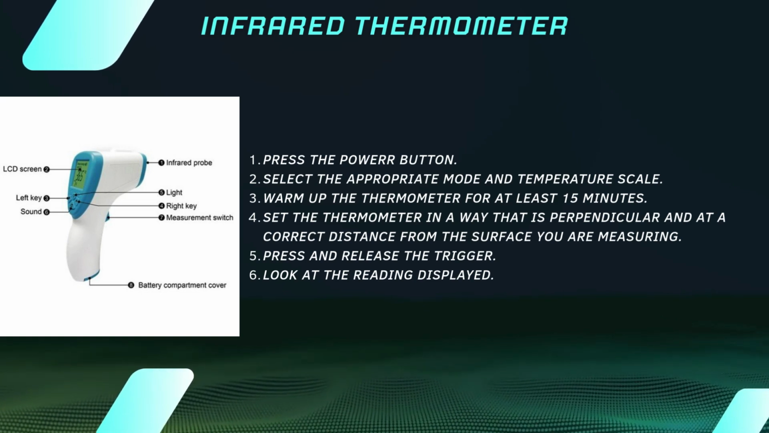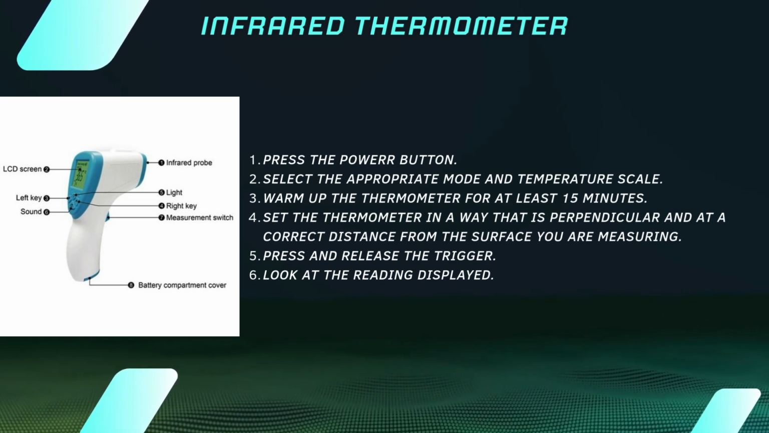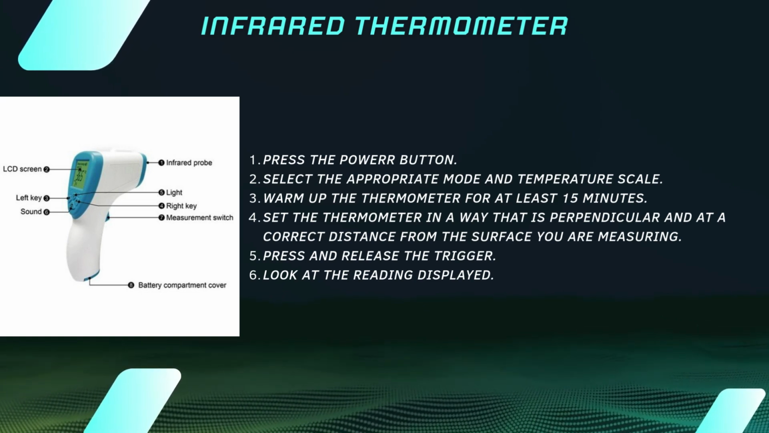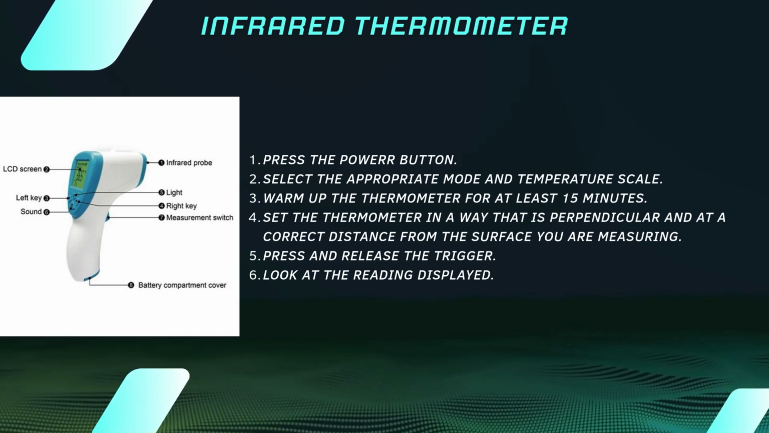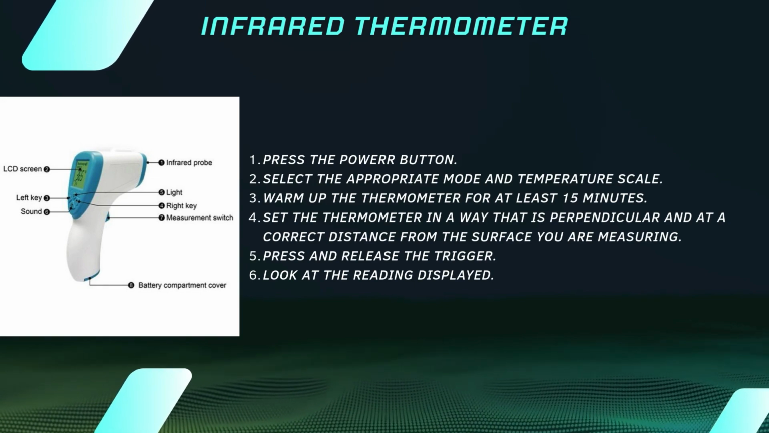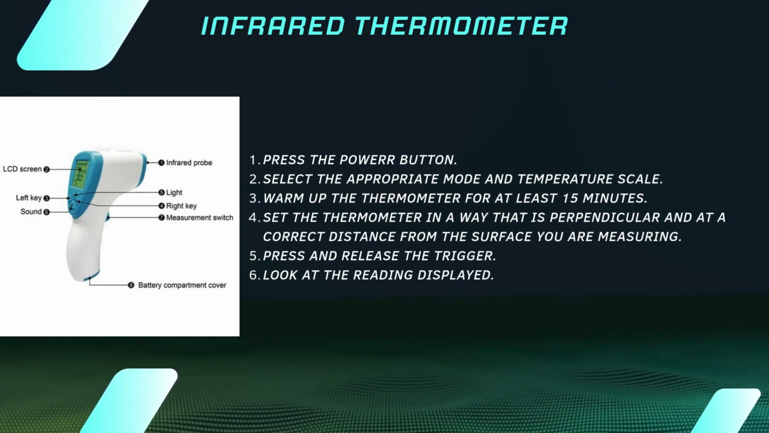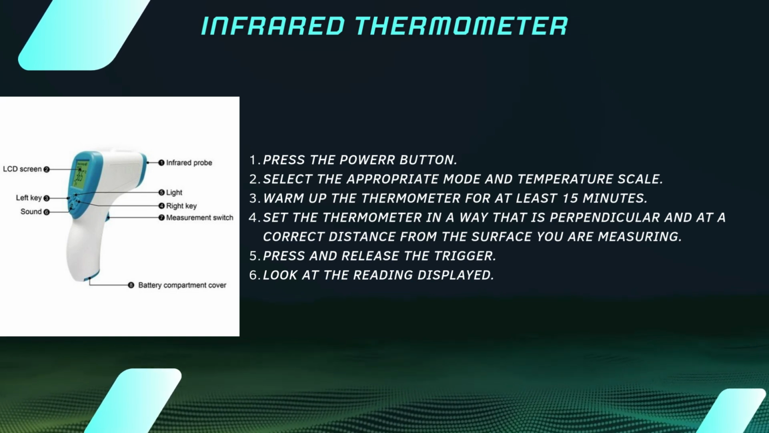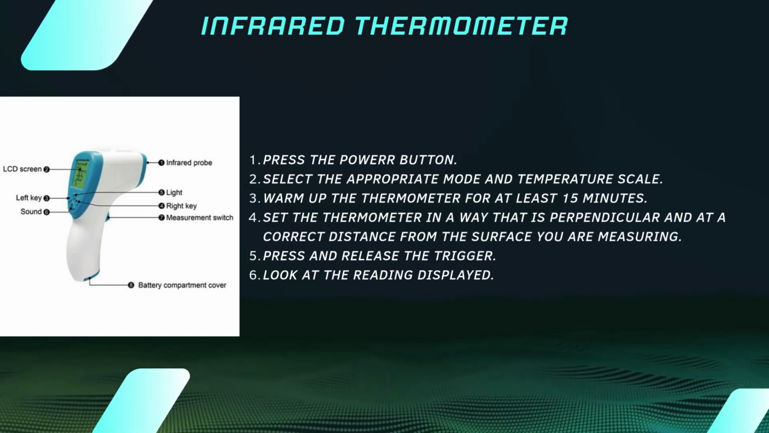Similarly to the digital thermometer, press the power button of the infrared thermometer. Select the appropriate mode and temperature scale for your application. Allow the device to warm up for at least 15 minutes. Set the thermometer perpendicular to the surface of the object you are recording the temperature from and estimate the correct distance to take a measurement.